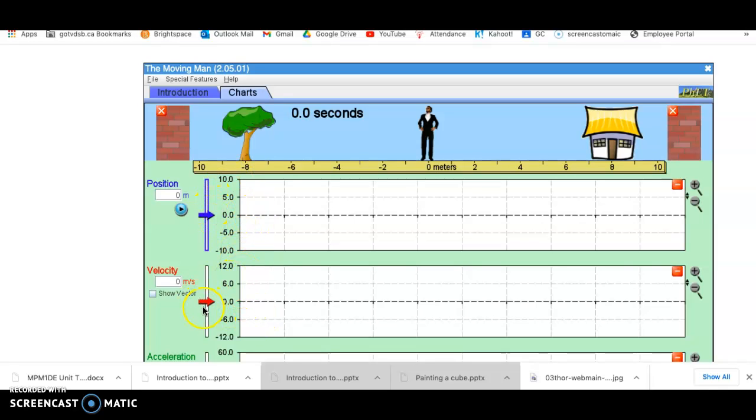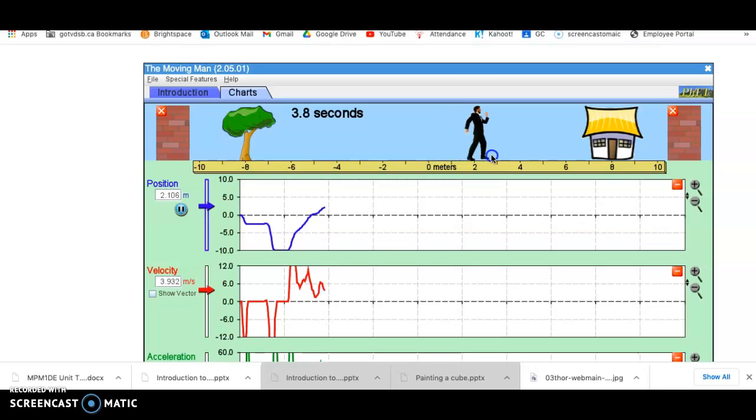So you can play around with this and see how things change depending on what you're looking at. So here's our guy. I'm going to start him all the way here at school, so he's away from his house. And then over time, I'm going to move him slowly to his house. So he passes the 0 mark.